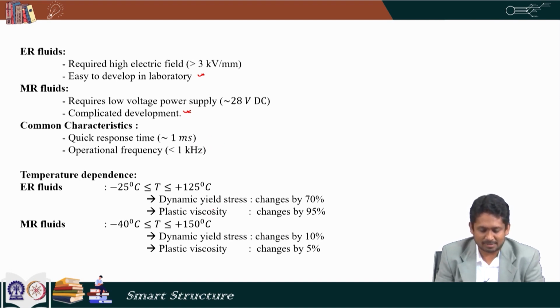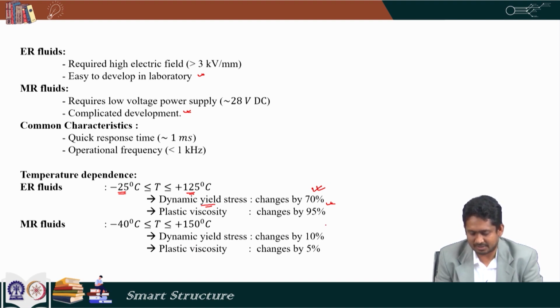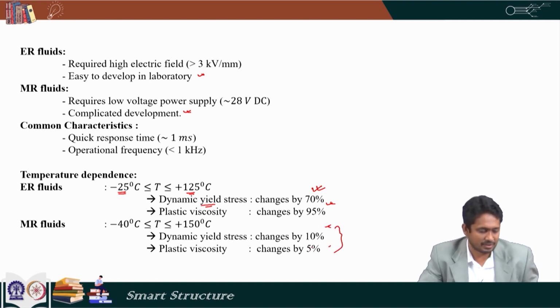MR fluids are less susceptible to temperature variation. For example, in the case of ER fluids, when there is a variation of temperature between -25 to 125 degrees centigrade, the dynamic yield stress changes by around 70%. We will come to what yield stress means. Plastic viscosity changes by around 95%. In MR fluids, in a similar temperature range, the change is around 10% or 5%. So the sensitivity is less in the case of MR fluids.